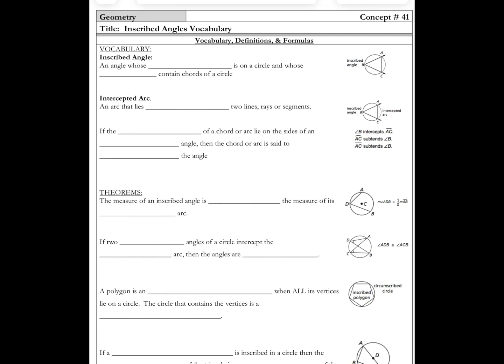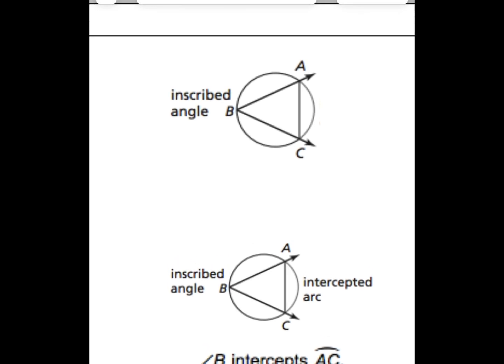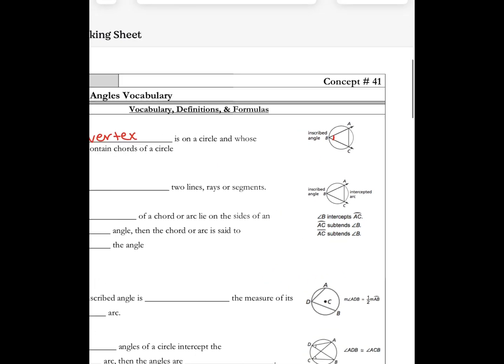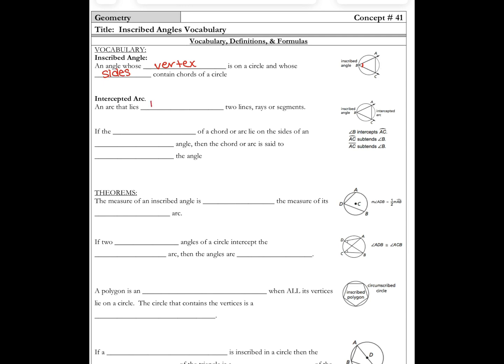An inscribed angle is an angle whose vertex is on a circle and whose sides contain chords of a circle. So if we look at our picture to the right, angle ABC, the angle here, is our inscribed angle within this circle.